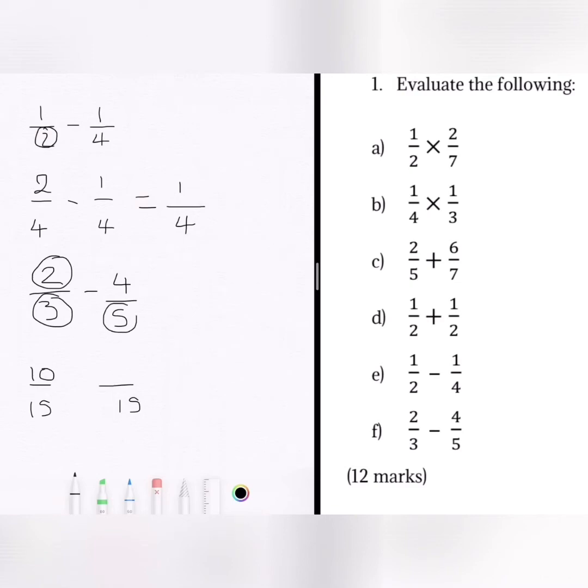What did we times 5 by? Well, it's 3. So we must times 4 by 3, which gives us 12. Okay, so this one is actually going to be negative, because 10 take away 12 is minus 2, and then our denominator stays the same. So the answer to that is minus 2/15.